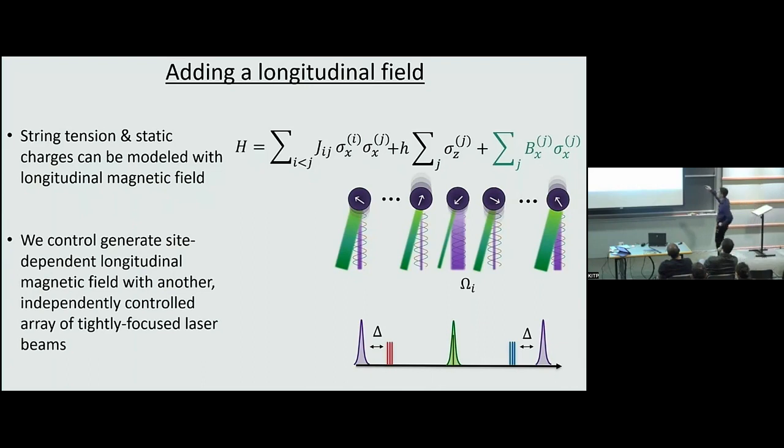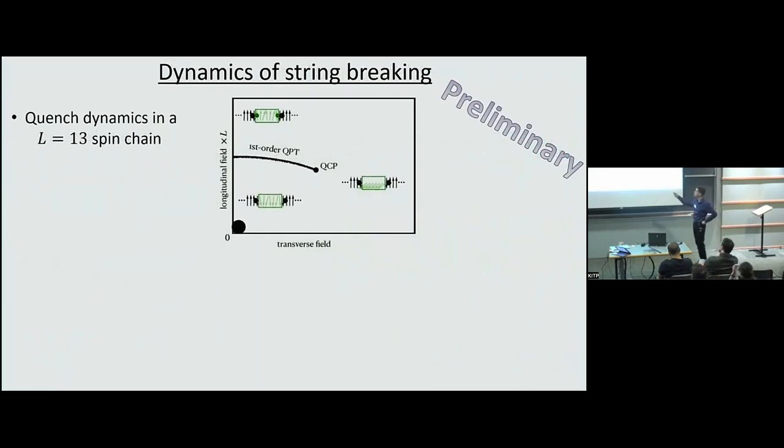And we control the different amplitudes of the different beams in order to construct the model that we're interested in and simulate the dynamics. Quite nicely, we also need to stabilize the optical phase between these two arrays, because otherwise that would cause this field to drift in time, and we do so quite efficiently. And that allows us to study this dynamics.